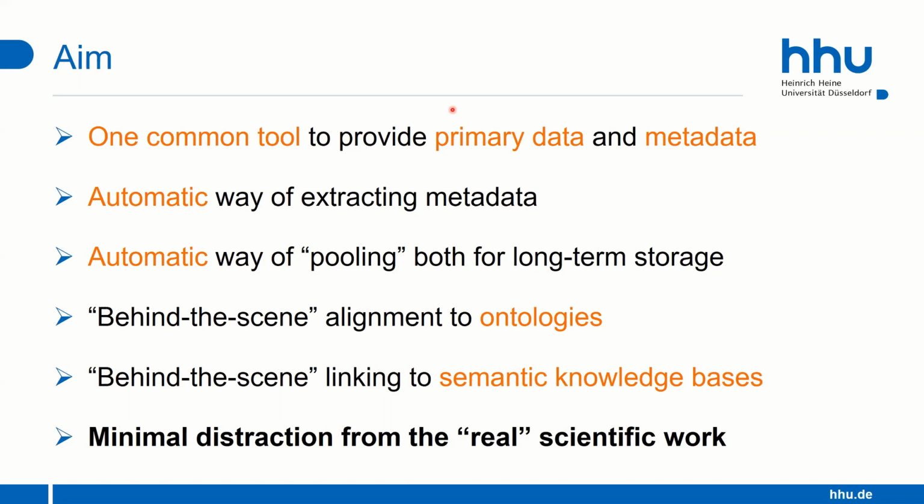We work with, as I say, mostly wet lab scientists, no computer experts. So we wanted to have for them just one tool that provides primary data and metadata. We wanted to have an automatic way of extracting metadata, so that nobody has to go back after 3 years essentially to assign it to the primary data. We want to have an automatic way of pooling it for long-term storage. And then we would like to have ideally a behind-the-scenes alignment to ontologies and perhaps to semantic knowledge bases. And particularly the first 3 steps, but then also 4 and 5, are meant so that scientists have minimal distraction from their real scientific work.